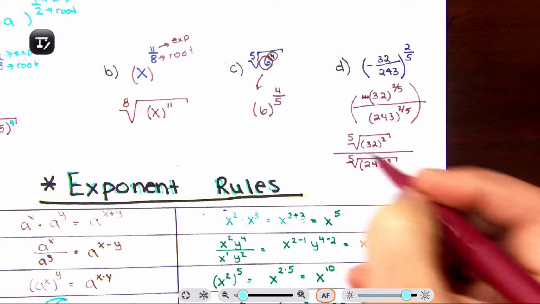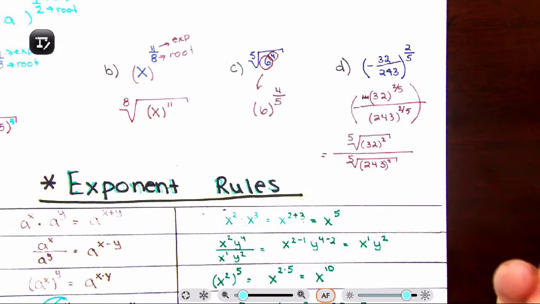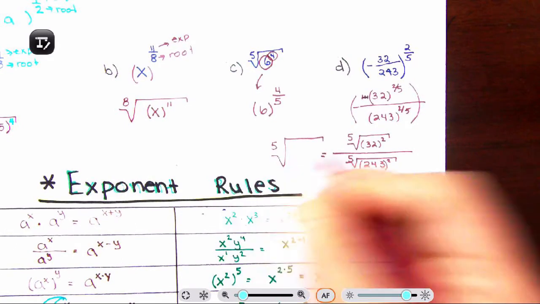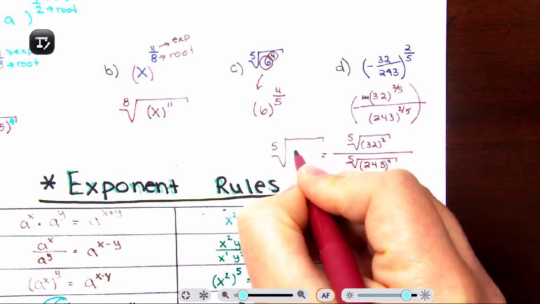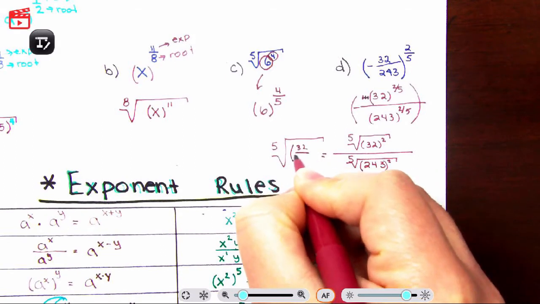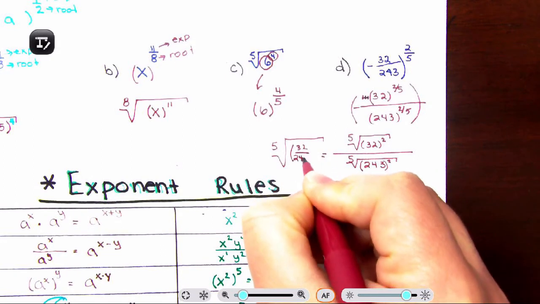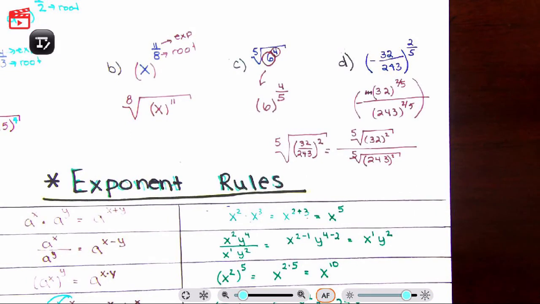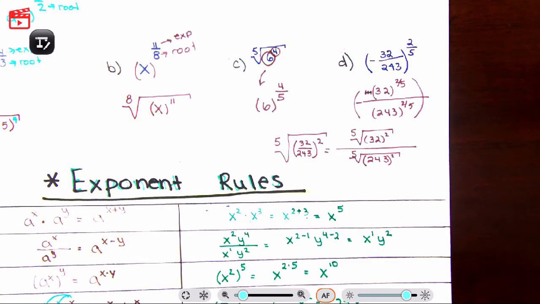Now this, again, we can go backwards. I'm kind of running out of room here, but we can also say that we can have the 5th root of 32 over 243, squared. And you can simplify that if you want. I know that one can be simplified.